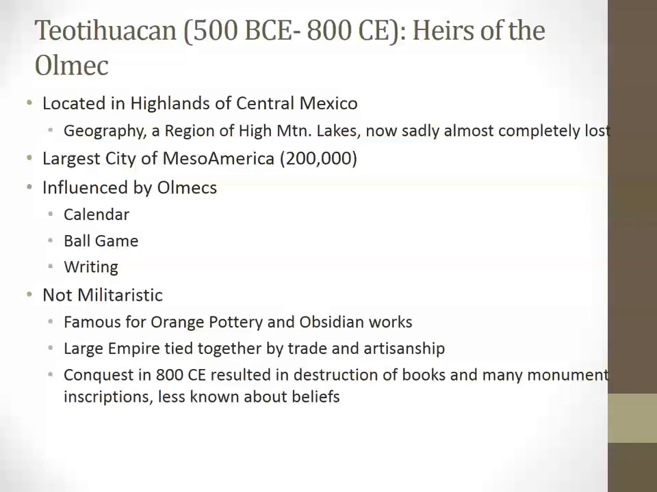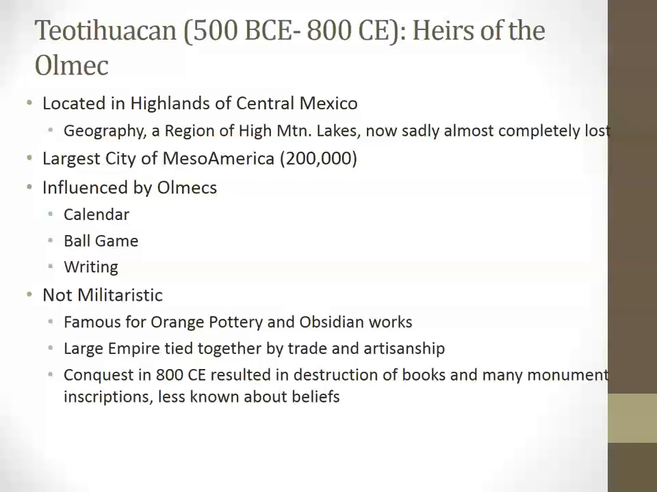The largest city of Mesoamerica was Teotihuacan. At its height, it was a city of 200,000 people with bustling markets, apartment complexes, temple complexes, and palaces. They were influenced by the Olmecs and the Maya. They practiced the Mayan calendar. They played the ball game. They would have undoubtedly participated in a similar written language as well, though we have limited archaeological sources from this site.